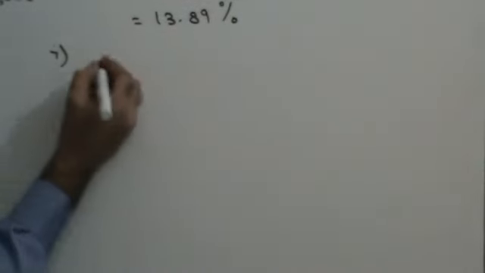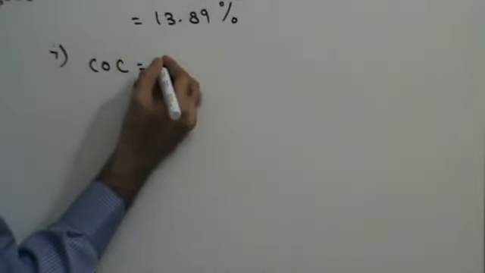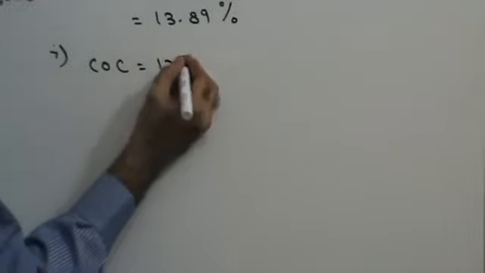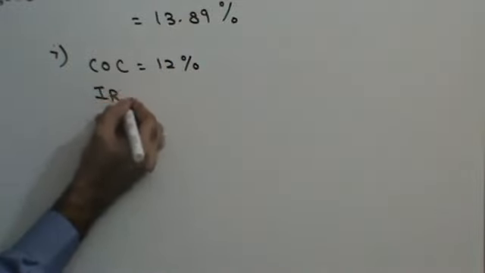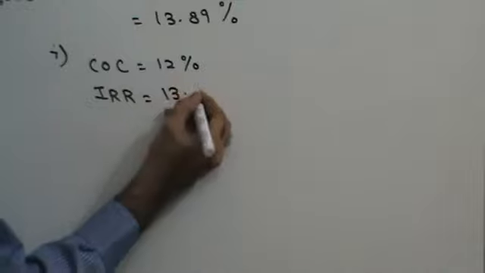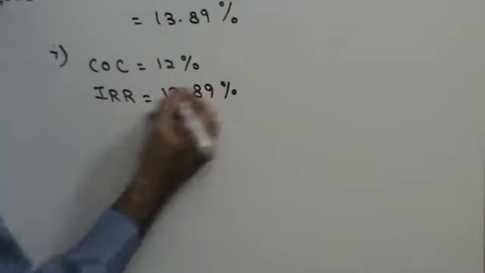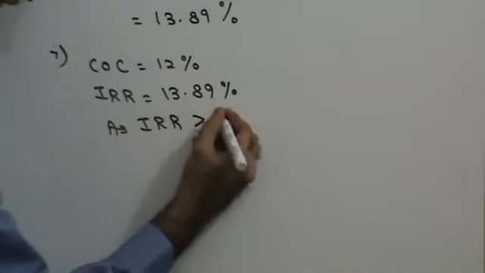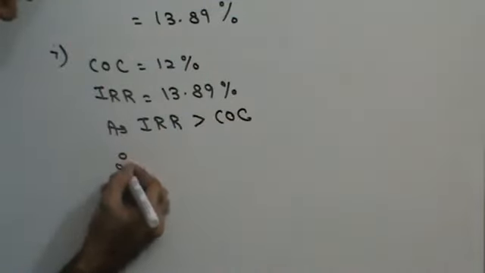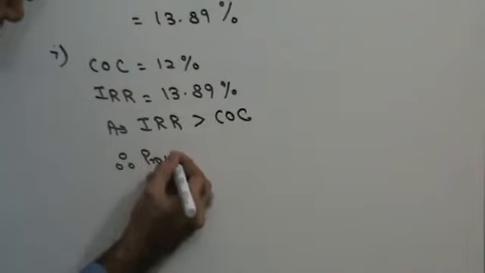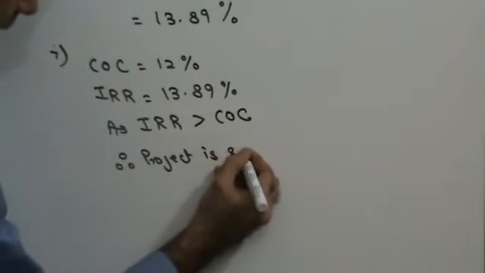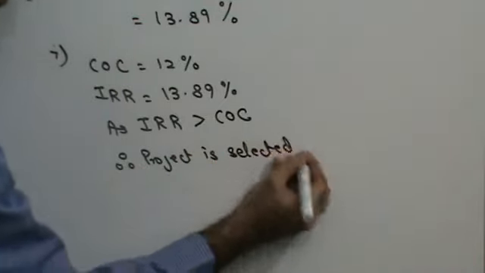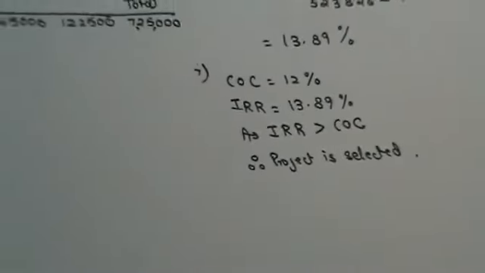Next. Now in the sum they have given you that your cost of capital is 12%. Cost of capital, guys, towards the end of the sum they have given you is 12%. Internal rate of return you just found out as 13.89%. As internal rate of return is greater than cost of capital, therefore project is selected. That's how you decide whether you should select a project or you should reject the project.